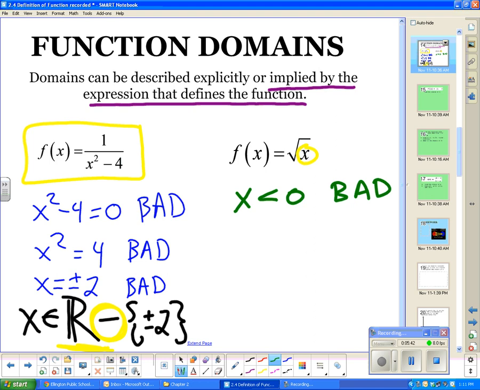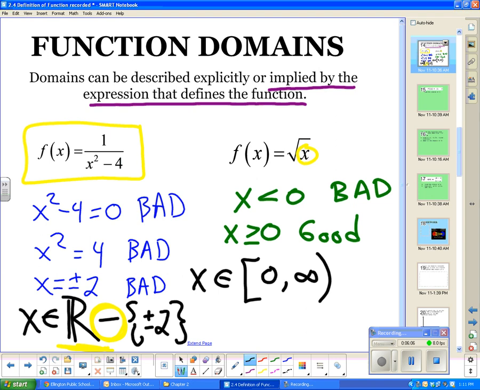It's just like that. And so the way I would write this is, that means x being greater than or equal to 0 would actually be good. So writing this in interval form, I would write x is an element of the half-closed interval from 0 to infinity. So that's the domain of this function here. X is an element of the half-open interval, starting with 0, going to infinity.